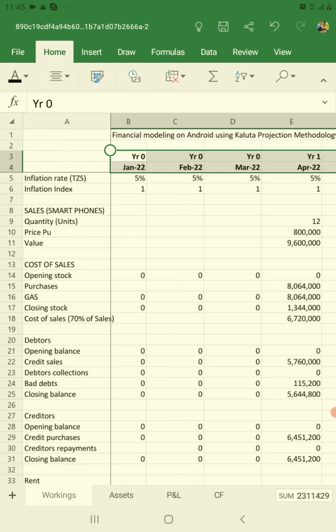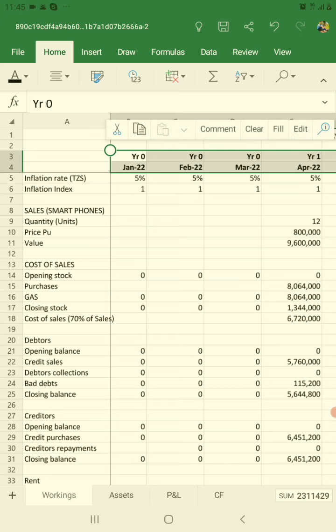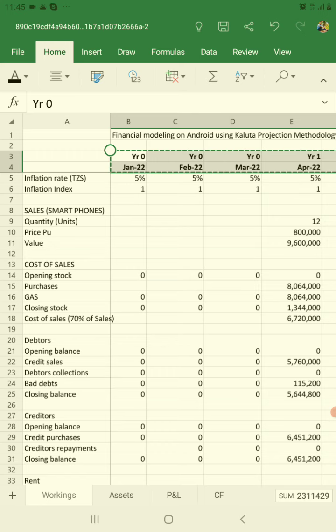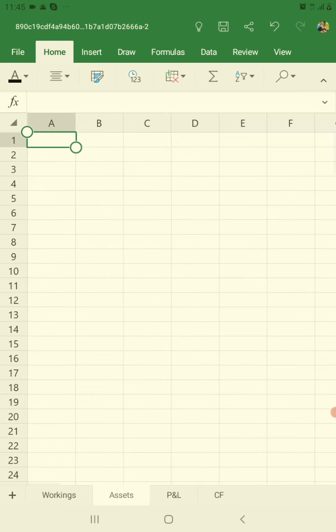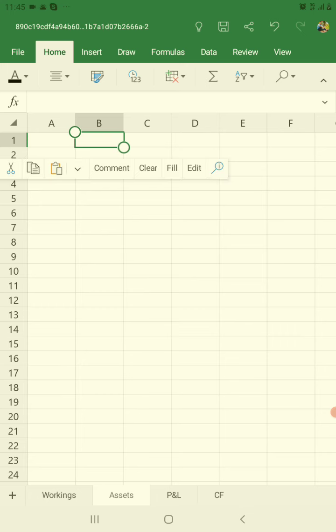Okay, so now I can copy by clicking on the circle to the upper left corner of the selected area. Click on the circle to open the local menu, and on the local menu I choose copy, then go to assets, then click on B column so that A column is for particulars, and then tap to paste.